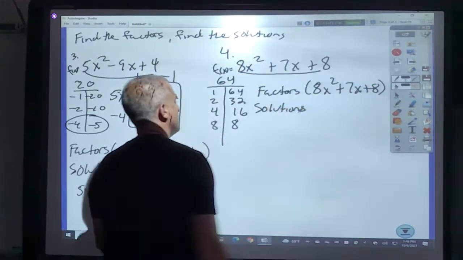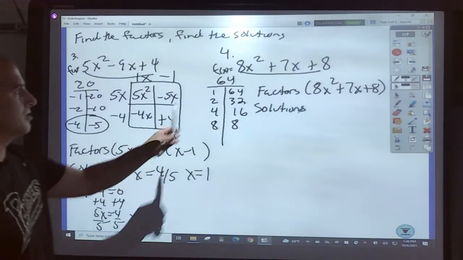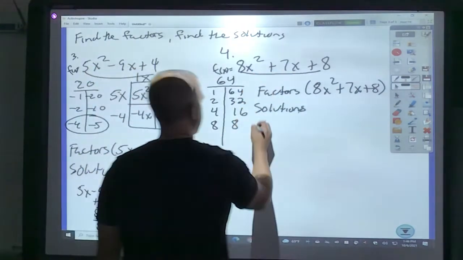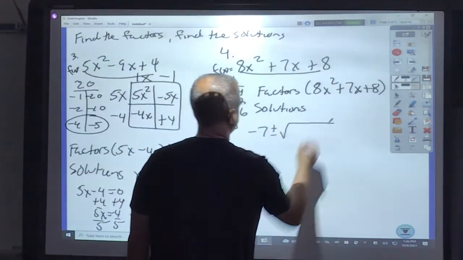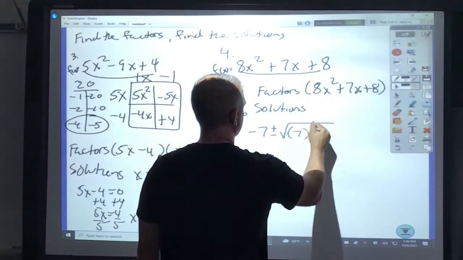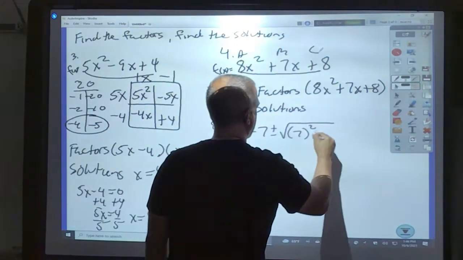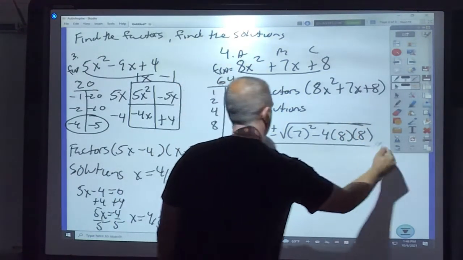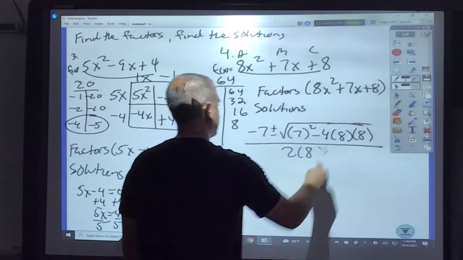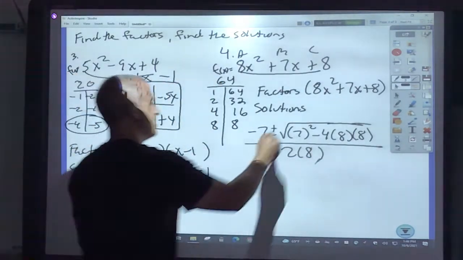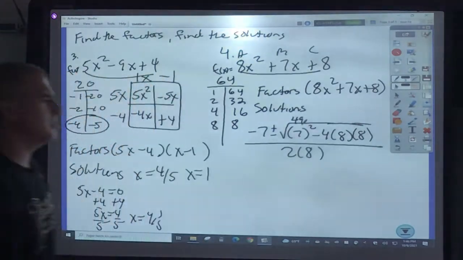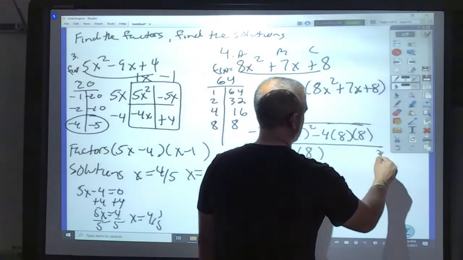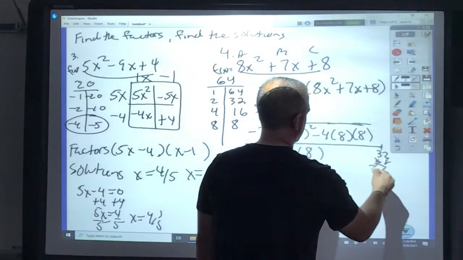Okay, solutions. So what I want to do is work those solutions. I would have negative 7 plus and minus the square root of 7 squared, this is A, this is B, this is C, minus 4 times 8 times 8, all over 2 times 8. So this is going to be 49. Now I'm going to figure out what this is over here. 4 times 8 is 32. 32 times 8, 256.